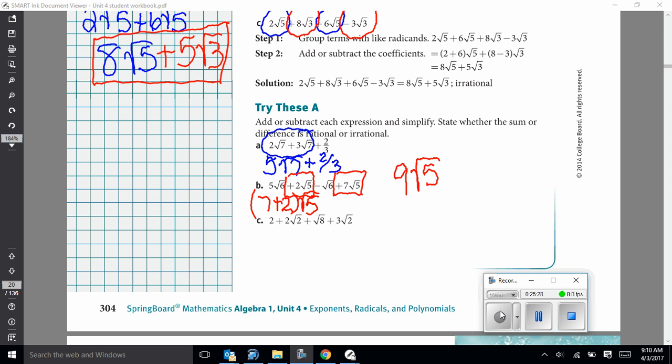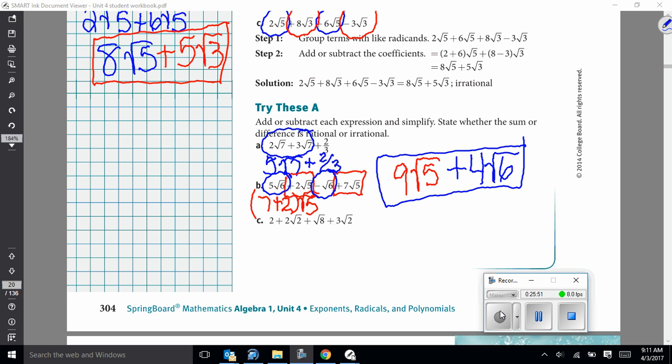Then what? We're going to look at the other one. So we have 5 square root of 6 here. And how many square root of 6s are we subtracting? 1. So we had 5, doing 1. And then we just stop. And that's good to go.